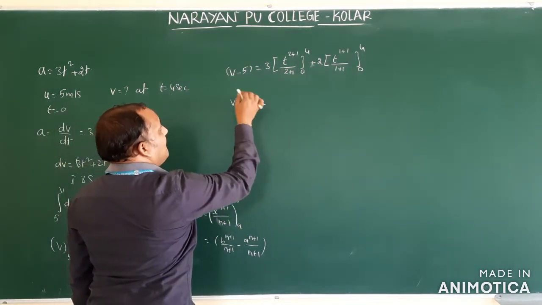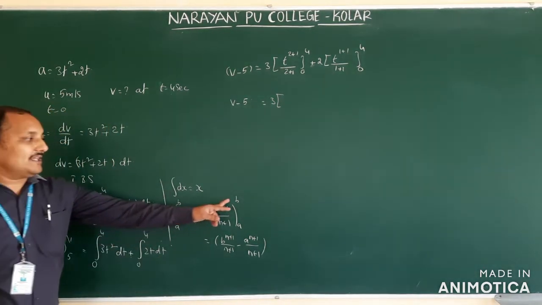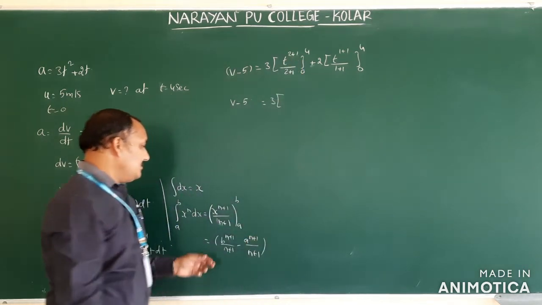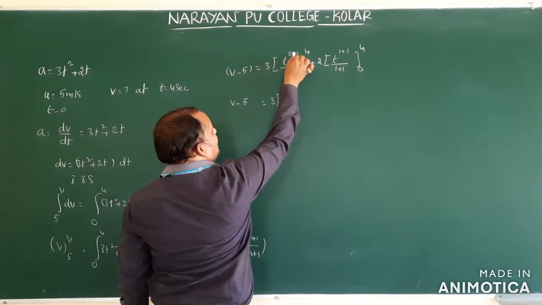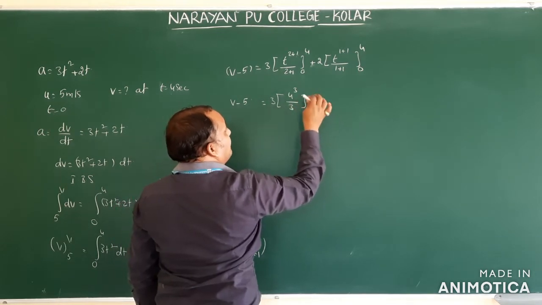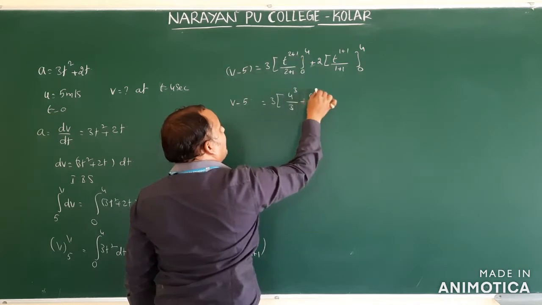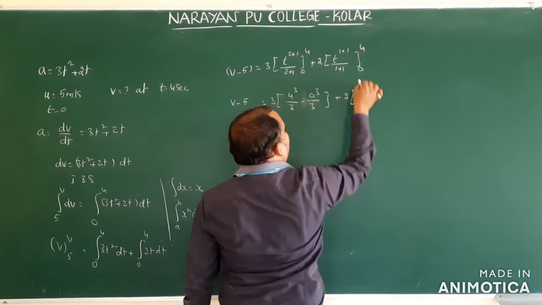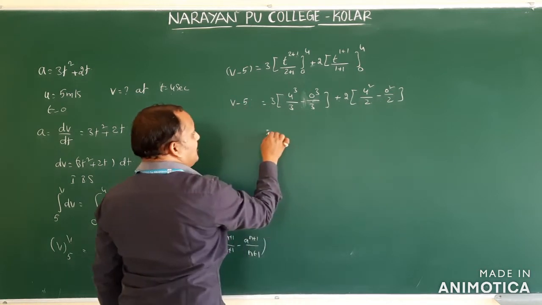v minus 5 equals 3. Now in place of t, how much we have to substitute? First upper limit, that is nothing but, so here t power 2 plus 1 we wrote. First we have to substitute upper limit. Upper limit is here 4. 4 power 2 plus 1, that is nothing but 4 cube by 3. Next minus 0 cube by 3 plus 2, in place of t 4, 4 square by 2 minus 0 square by 2.